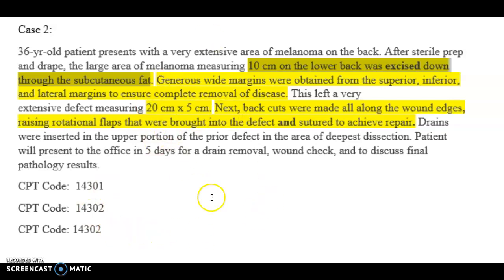So just refer to your coding guidelines when you're trying to figure out whether you code an excision in addition to the tissue transfers or rearrangements.